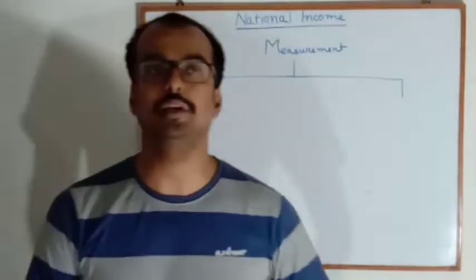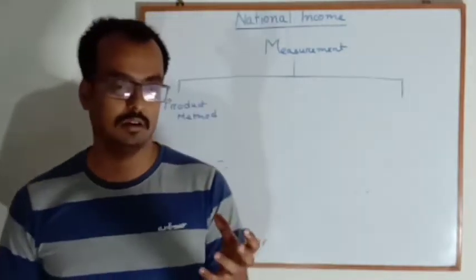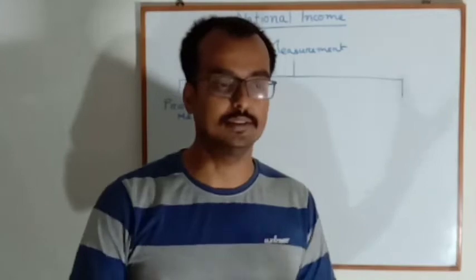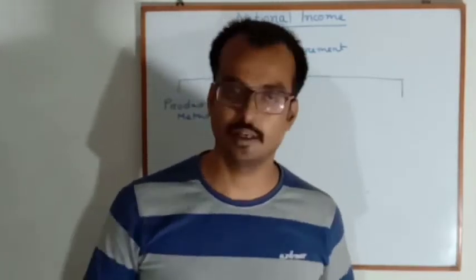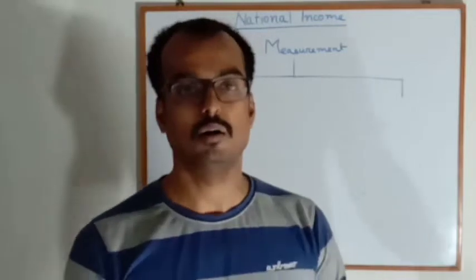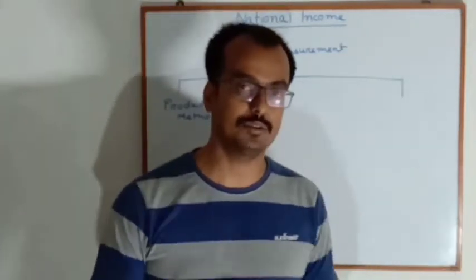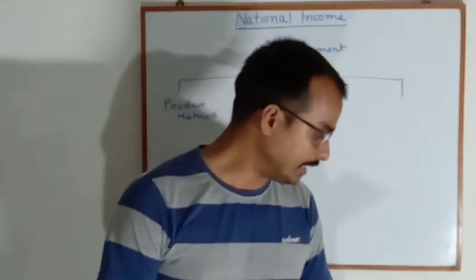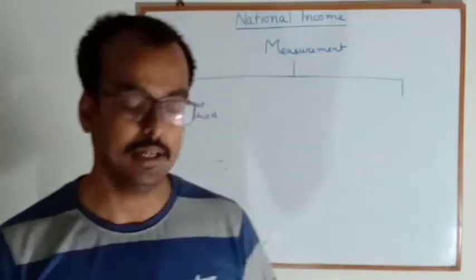So, what do we do in case of income method? In case of income method, we add together the income of all the factors. There are basically 4 factors: land, labor, capital, and organization. So, if you add together the income of the 4 factors, you get your national income through the income method.